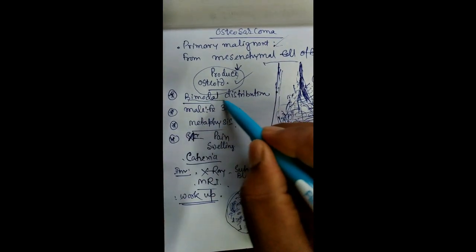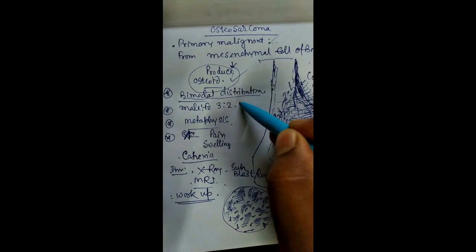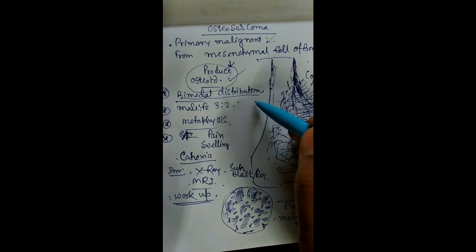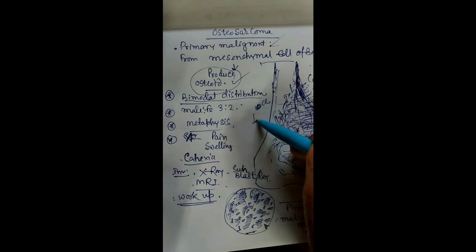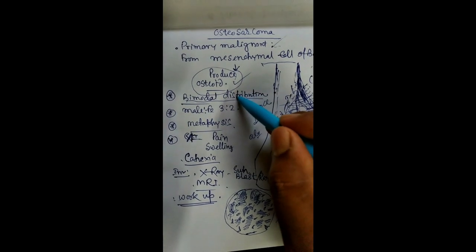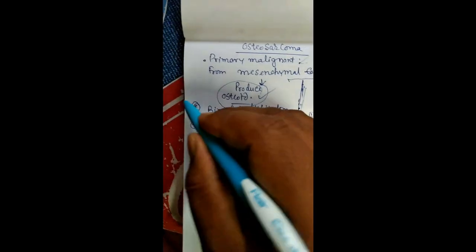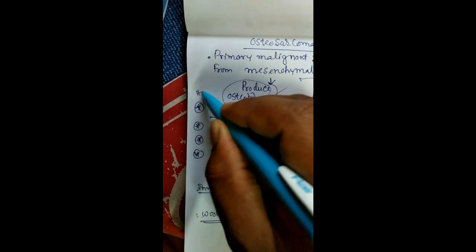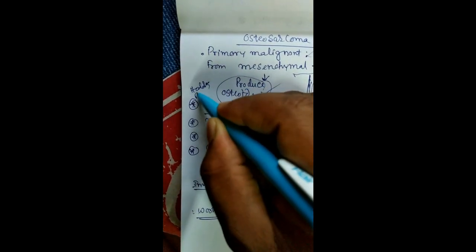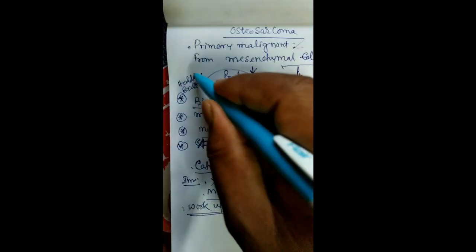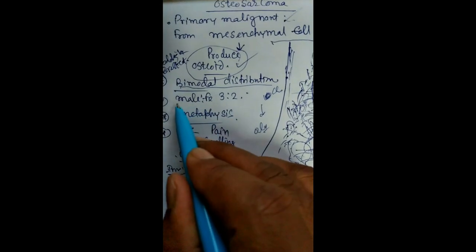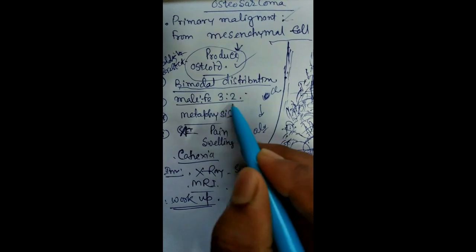It has a bimodal distribution. Bimodal distribution means it has a peak in the child age group, then in the old age group. This is called bimodal distribution. Some other diseases have bimodal distribution, like Hodgkin, like breast CA. Now it has a male to female ratio of 3:2.